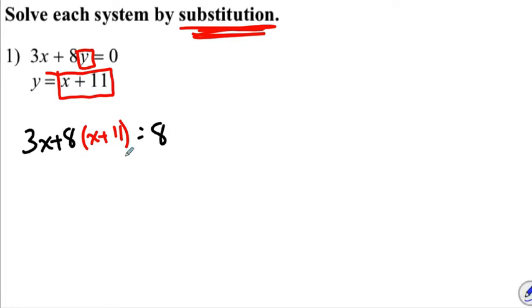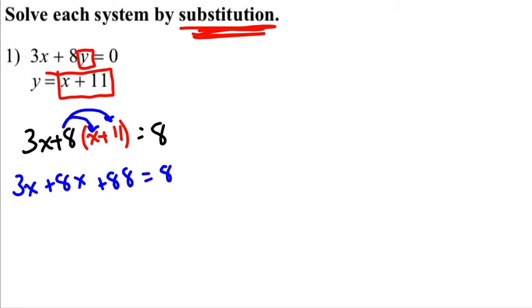Now we use our distributive property, but first of all bring down the 3x, multiply 8 through. 8 times x is 8x, so plus 8x, and 8 times 11 gives you 88, so plus 88, equals 8. Okay, so next, what are we doing here? Oh, not 8, I'm sorry, this was supposed to be a 0. Back up. 0. There we go, better.